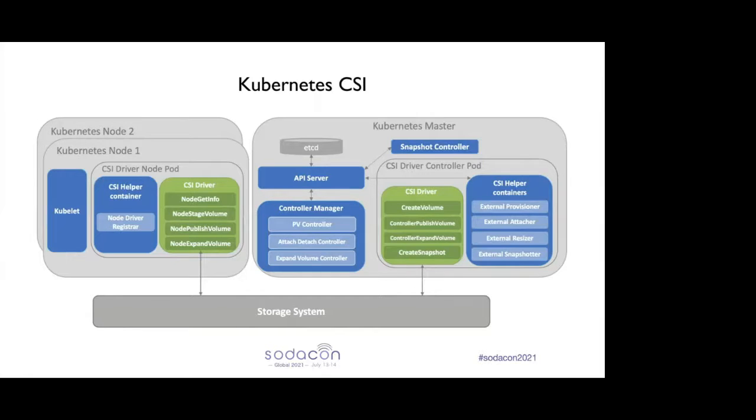On Kubernetes worker nodes, we have Kubelet and the CSI driver node plugin deployed together with the node driver registrar sidecar container. Node driver registrar fetches driver information by calling node getinfo from a CSI endpoint and registers the CSI driver with Kubelet on that node. Kubelet directly issues CSI node getinfo, node stage volume, and node publish volume calls against the CSI drivers to get info and mount volumes.